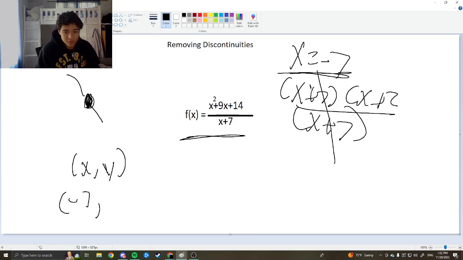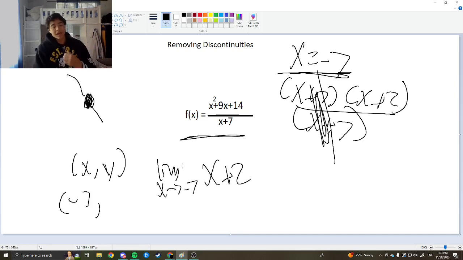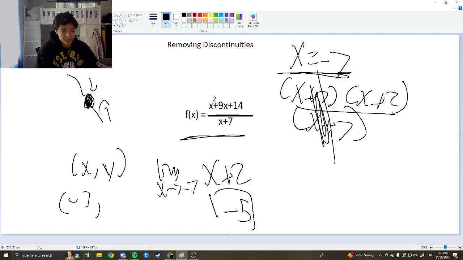To do that, we already did the first step. We canceled out the x plus 7, so we're just left with x plus 2. Now we're looking at the limit as x approaches negative 7 of x plus 2, and that'll give us the y value, because it shows where the line is approaching from the left and from the right. If we plug that in, we get negative 5. That's our answer: negative 7, negative 5. So the point we fill in is right here at negative 7, negative 5. If you want to make this function continuous and plug that hole, you would put a point at negative 7, negative 5. So we're going to look at one other problem real quick.